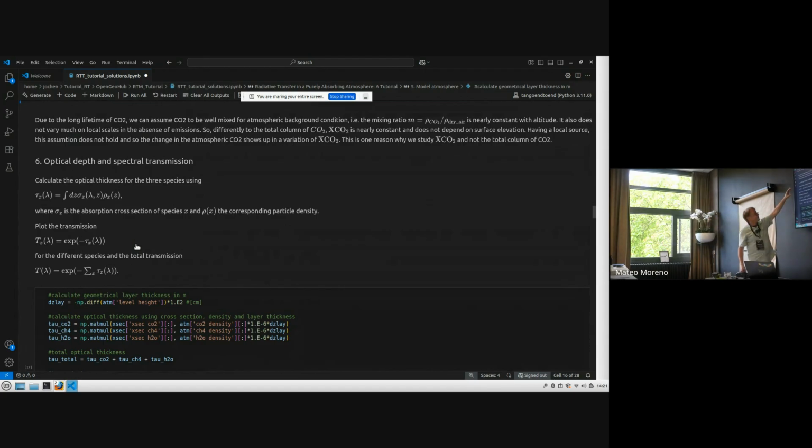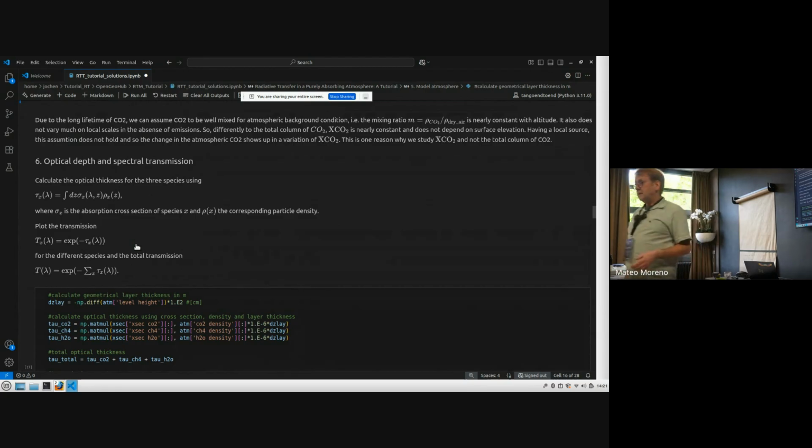That's what you do. So you calculate that per species, and then you can calculate the transmission of the atmosphere per species, right? Which means how much light is actually transmitted from the top to the bottom in a vertical line. Yeah, do that, and then plot the different transmissions. And then you see where the atmosphere is transparent and where it absorbs light, right? And which species absorbs light.